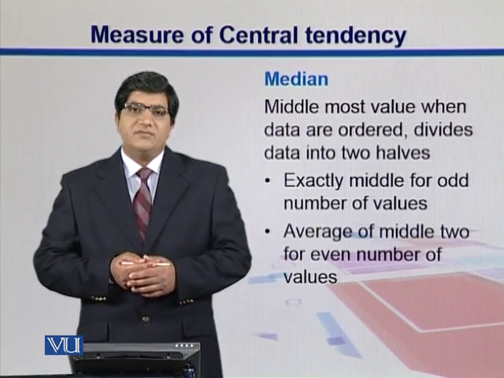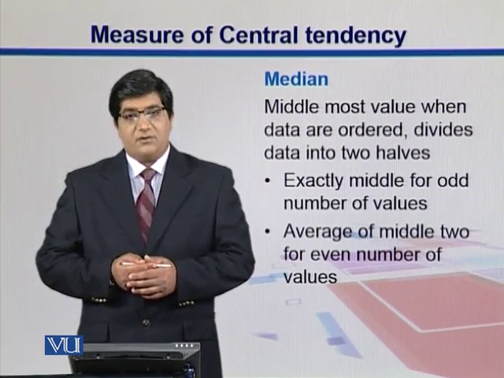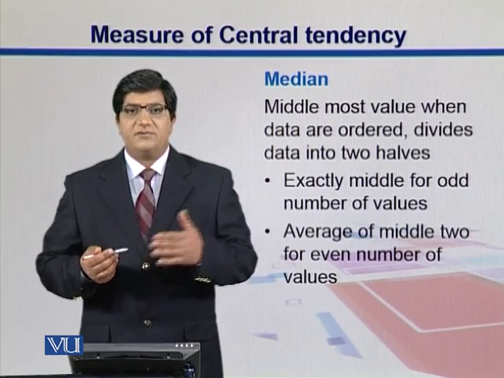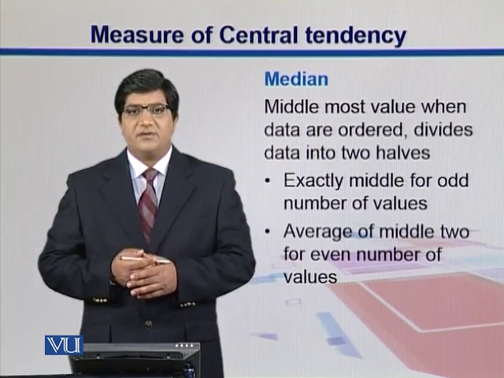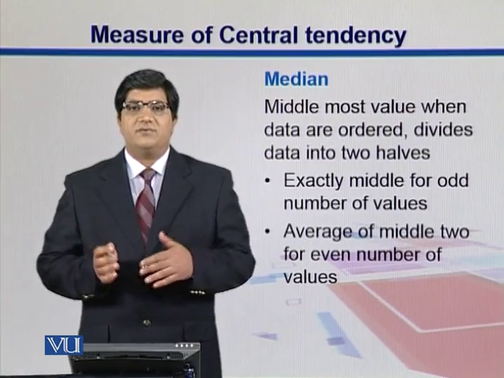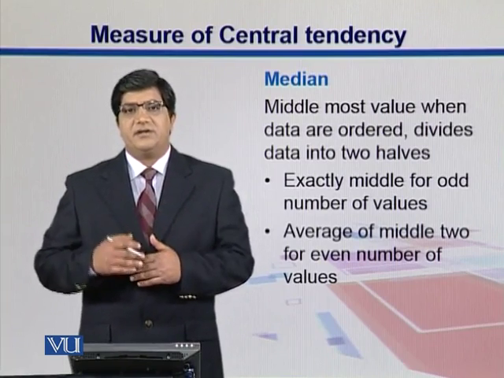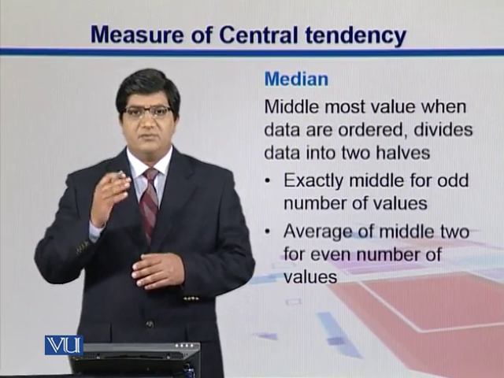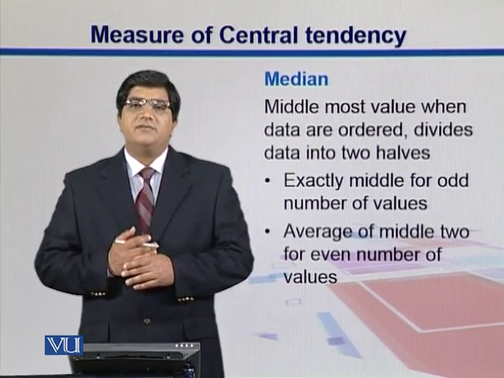The median is the middlemost value when the data are ordered. We take the data, sort it, and then get the middlemost value. It divides the data into two halves, a lower 50% and an upper 50%. But here lies a situation, guys.